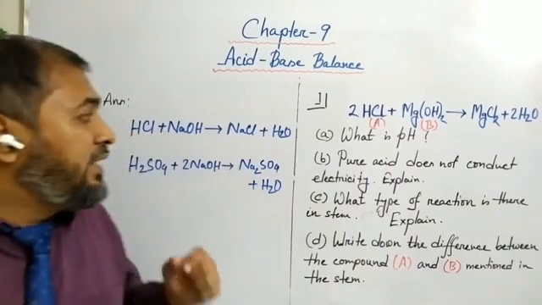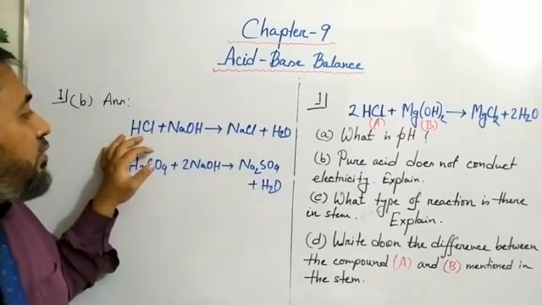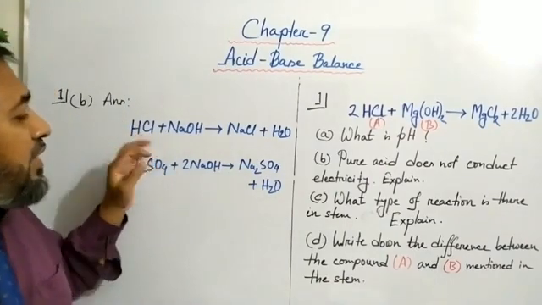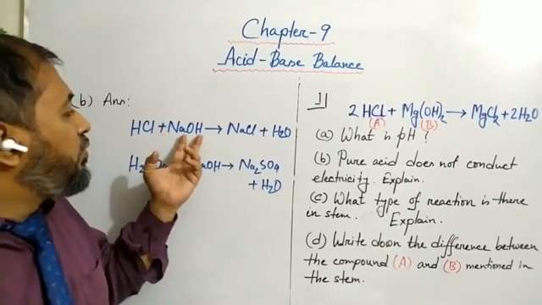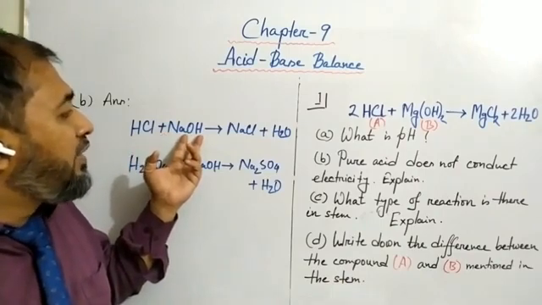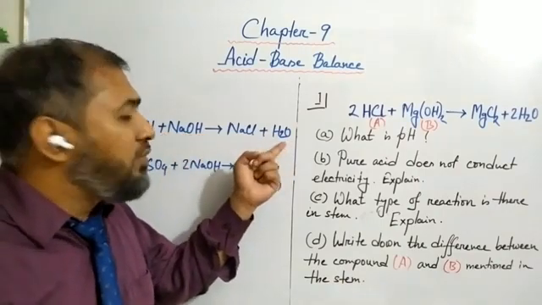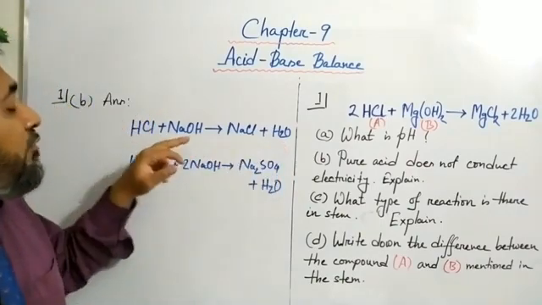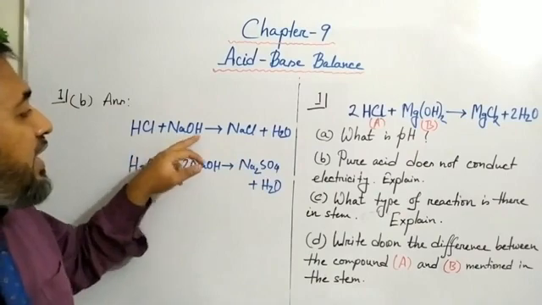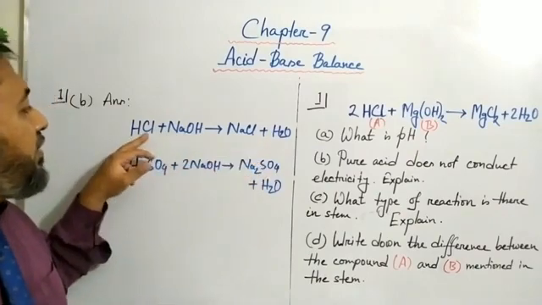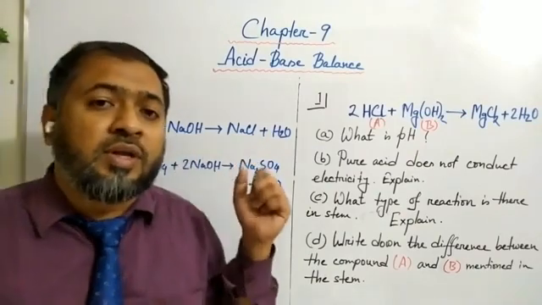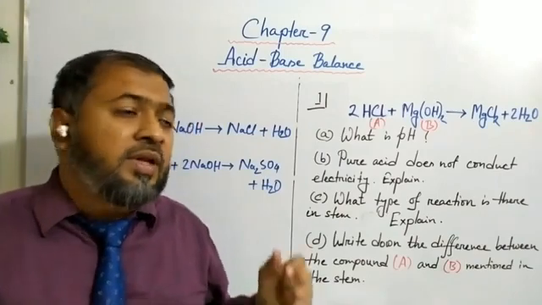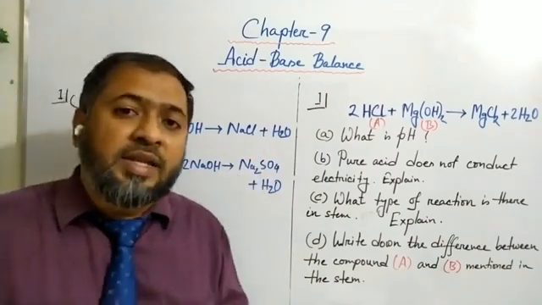You can see hydrochloric acid, which provides hydrogen ion, and sodium hydroxide, which provides hydroxyl ion, produce water molecule, and sodium, which comes from sodium hydroxide, and chloride, which comes from hydrochloric acid, produce salt. Sodium chloride, salt, and water are neutral in nature.